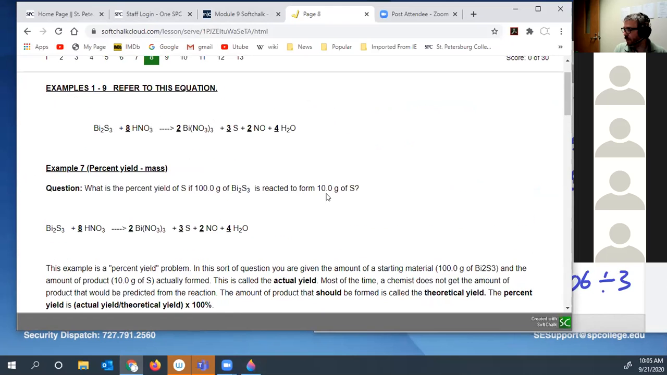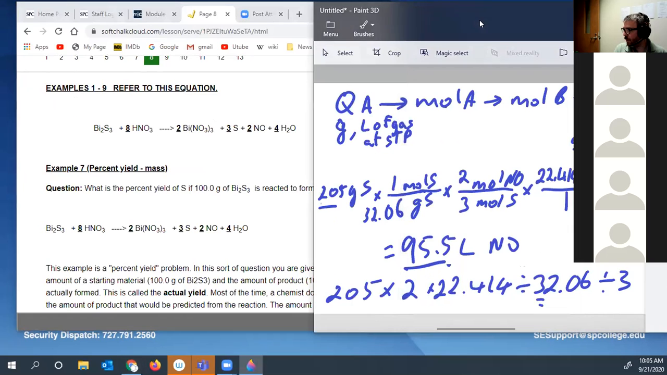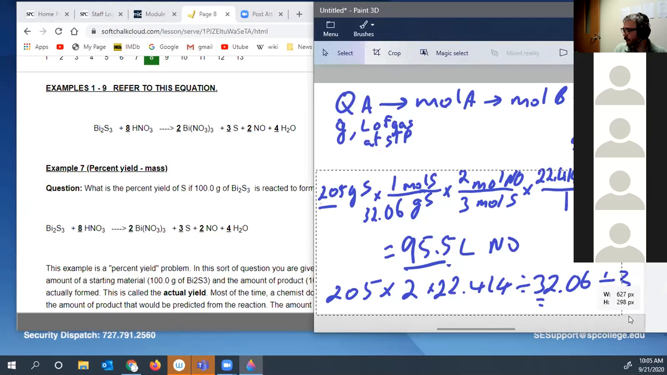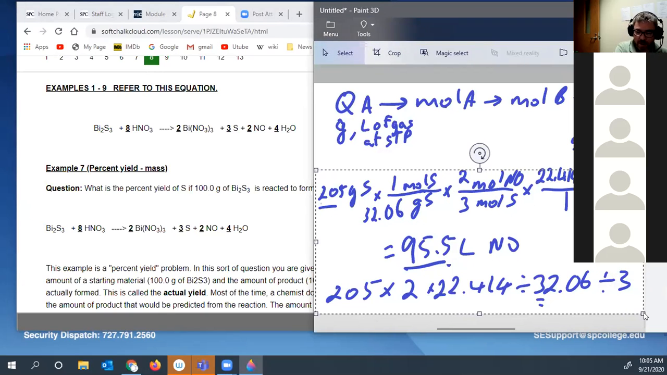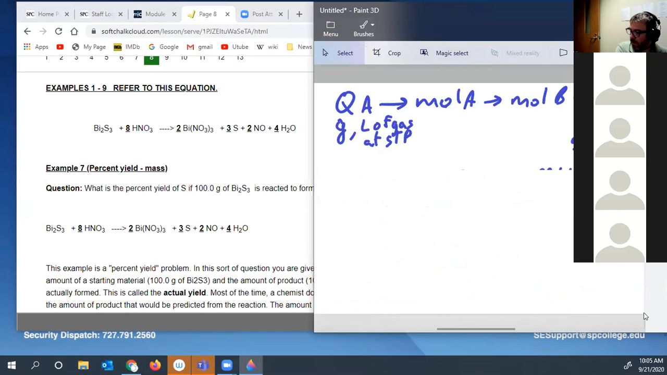All right, let's look at percent yield. This is where things start to get a little bit more difficult. All right, let's talk about what a percent yield is to begin with. Now, a percent yield always has a reactant and a product in it, always. And what we know is that the reactants are always on the left side of the arrow, and the products are always on the right side of the arrow.